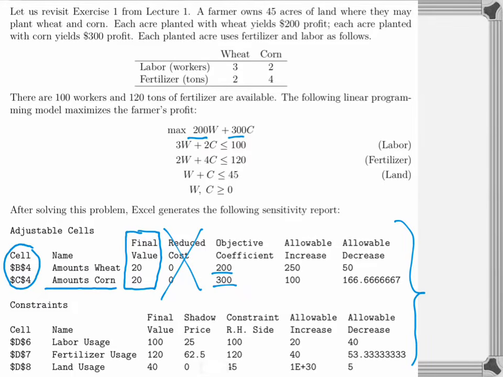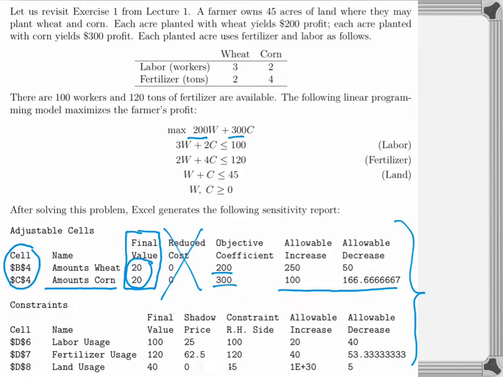The interesting numbers in this report are these allowables, increase and decrease. What do they represent? So they indicate the following. Given that you have these constraints here and these objective coefficients, the best thing to do as of now is to plant 20 acres with each crop. What if I were to change these objective coefficients, one at a time? So for example, if the profit for wheat were to go up or down by a little bit, would it still be the best idea to plant 20 of each?